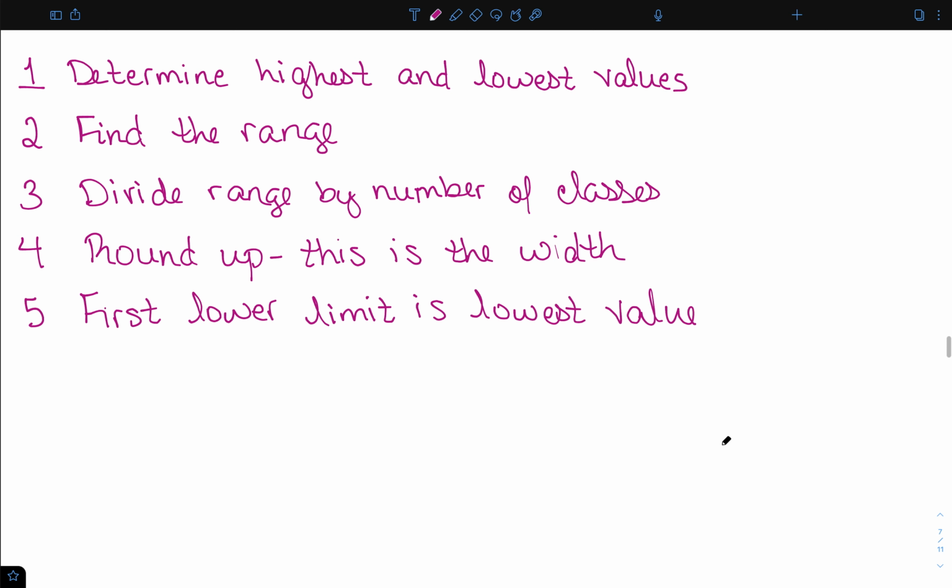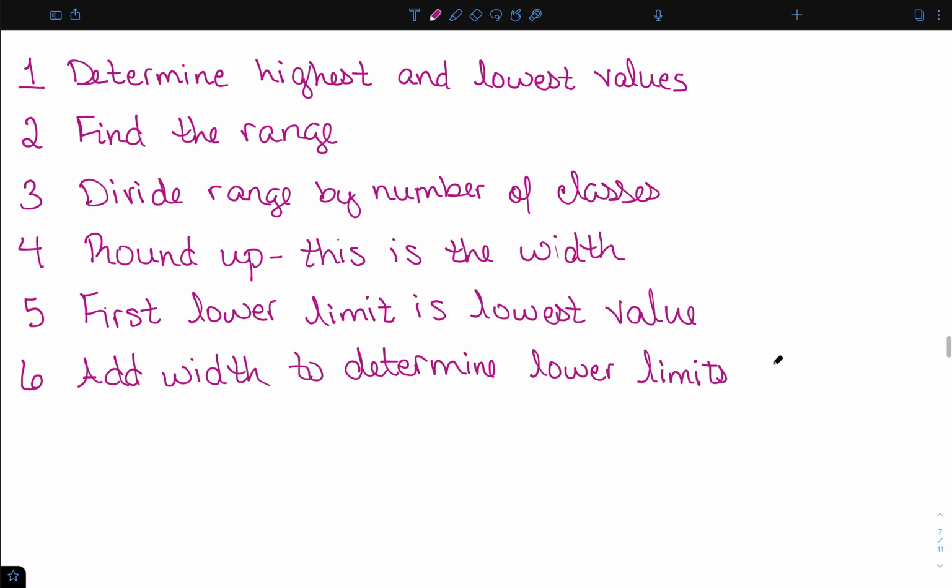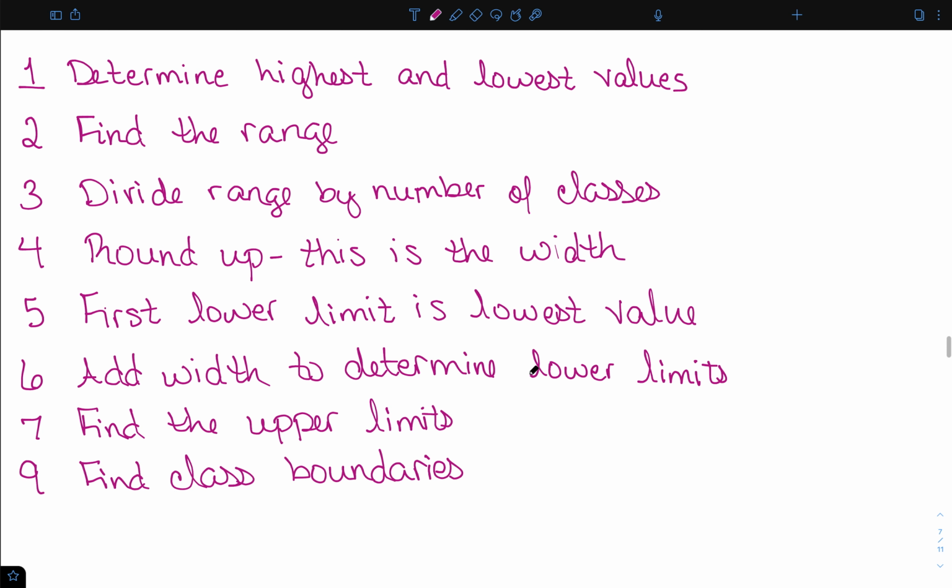The first lower limit for our classes is going to be the lowest value, which we determine in step 1. We then repeatedly add the width to determine the lower limits. Once we have our lower limits, we can find our upper limits. And once we have both the upper and lower limits, we can find the class boundaries. And finally, we determine the frequencies.